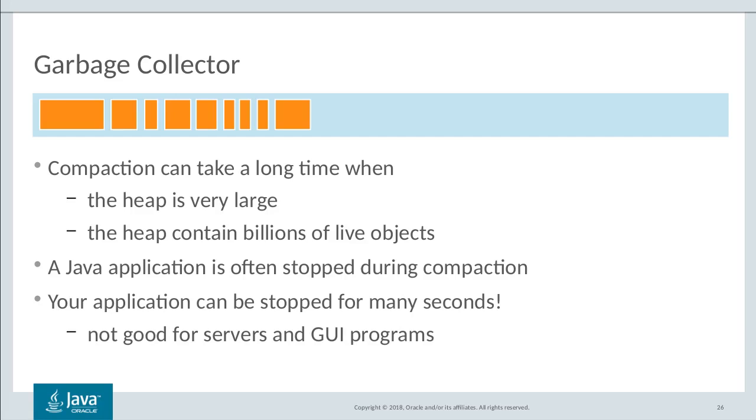Let's say that you have written a network service that serves up HTTP requests. When a user loads your website, you don't want your server to be stopped for several seconds, because that means that the user will have to wait for several seconds before being able to view your website. Similarly, if you're writing a GUI program, you don't want your game, for example, to freeze just because the garbage collector has decided to compact the objects.